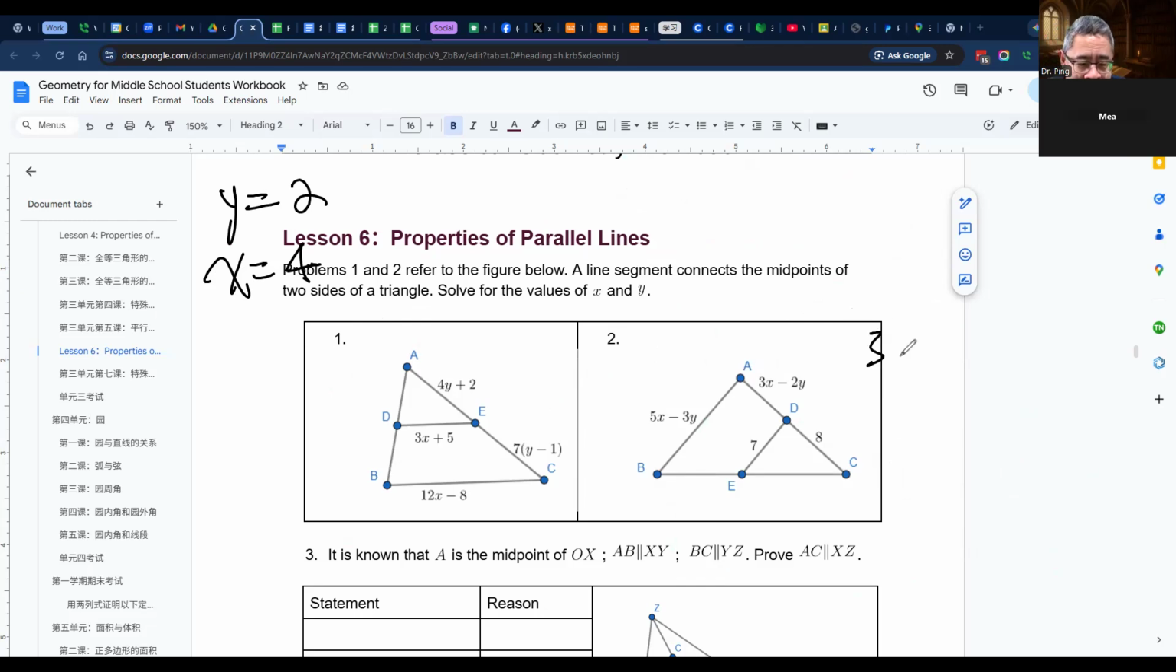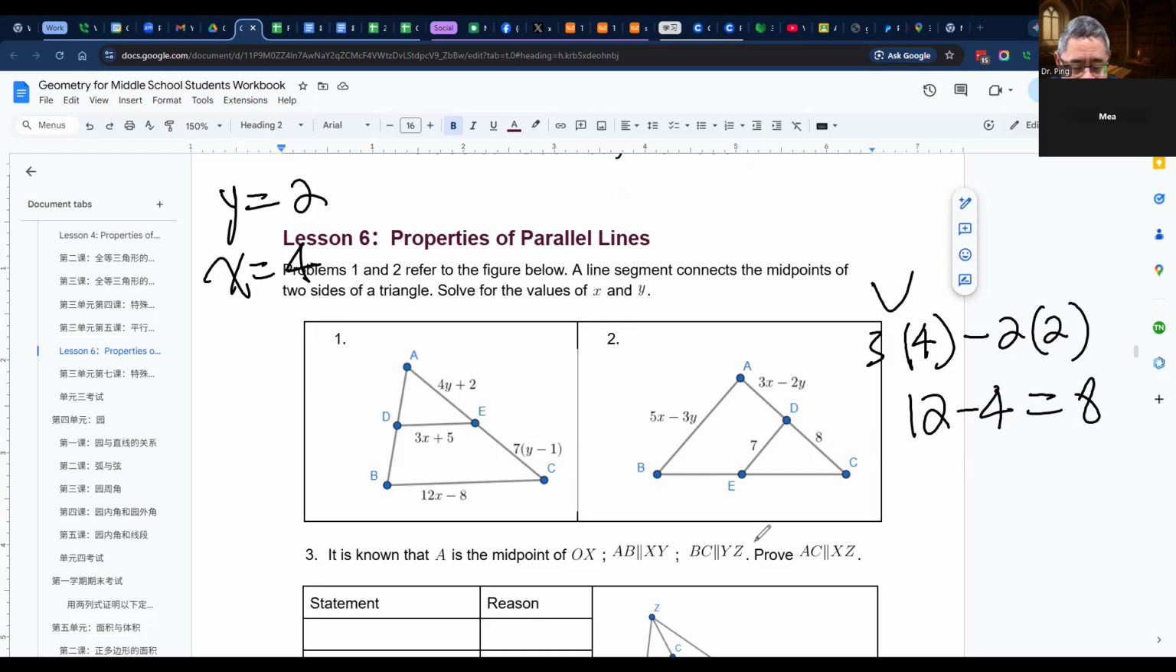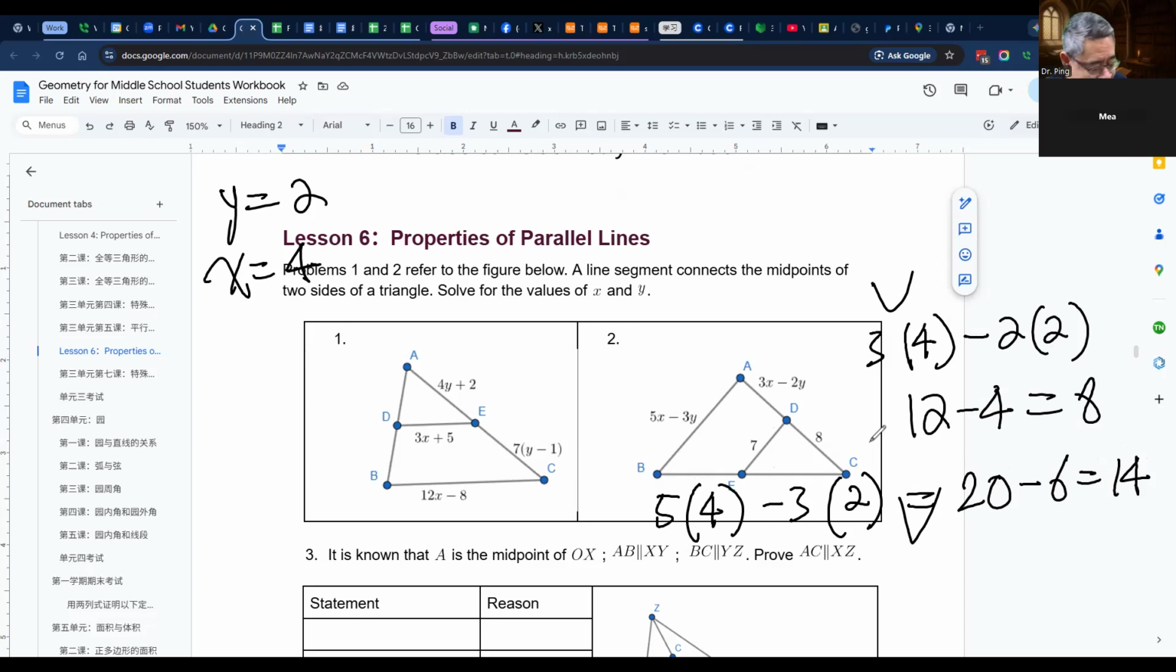Okay, 3x minus 2y, so 3 times 4 minus 2 times 2, that's 12 minus 4, which is 8. That's good. We checked the first one. On here, 5 times 4 minus 3 times 2 gives us 20 minus 6 is 14. Well, twice of 7 is 14. So good. So that's how we can make sure we got that right.